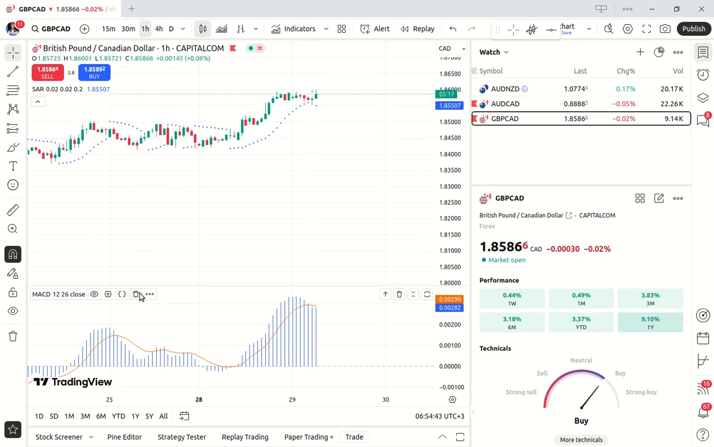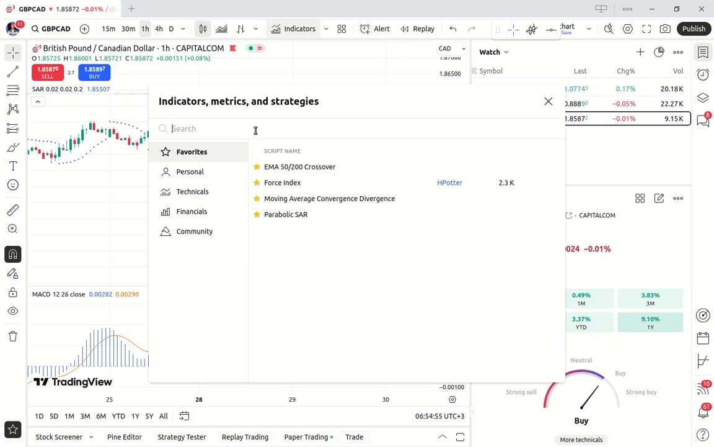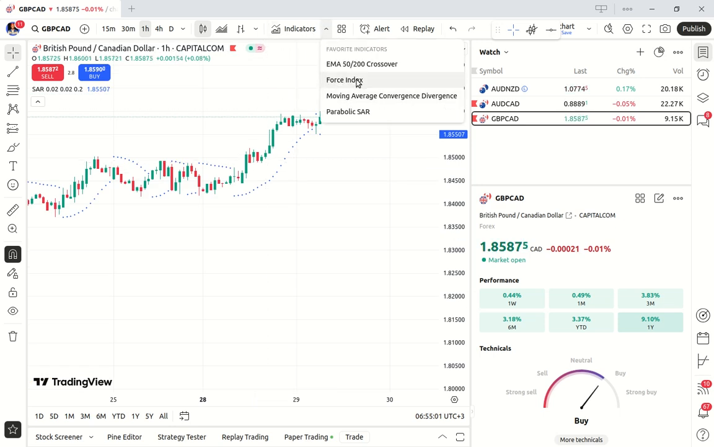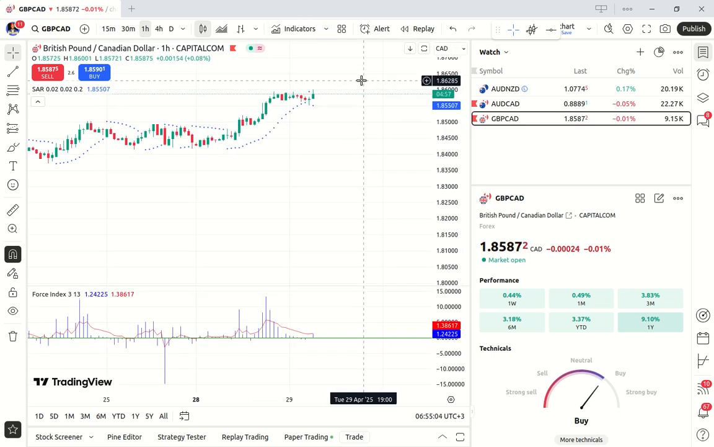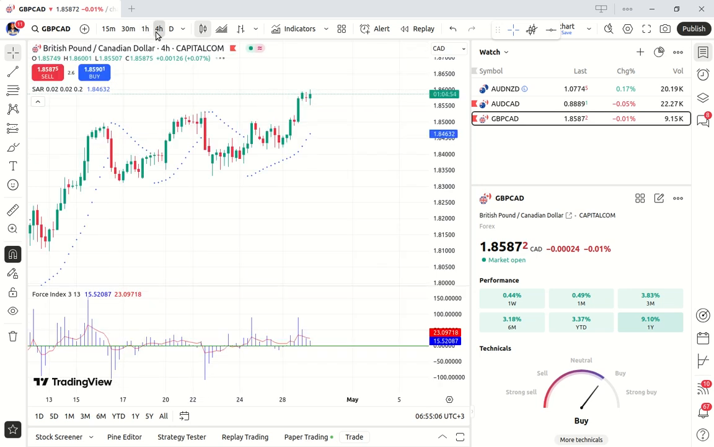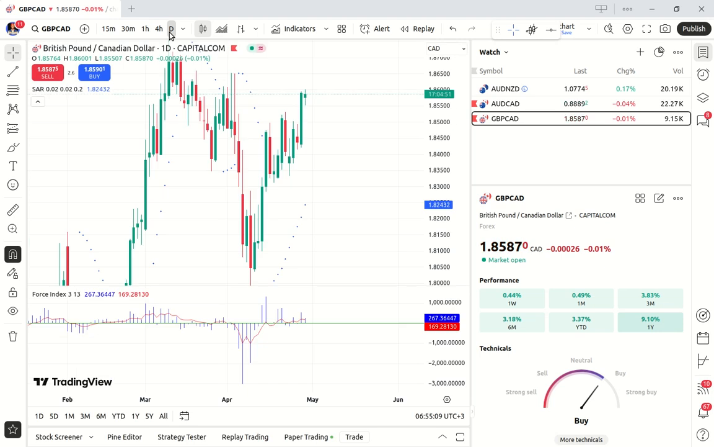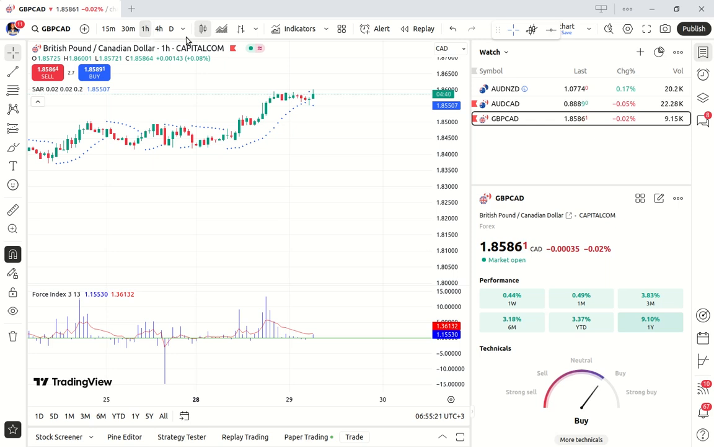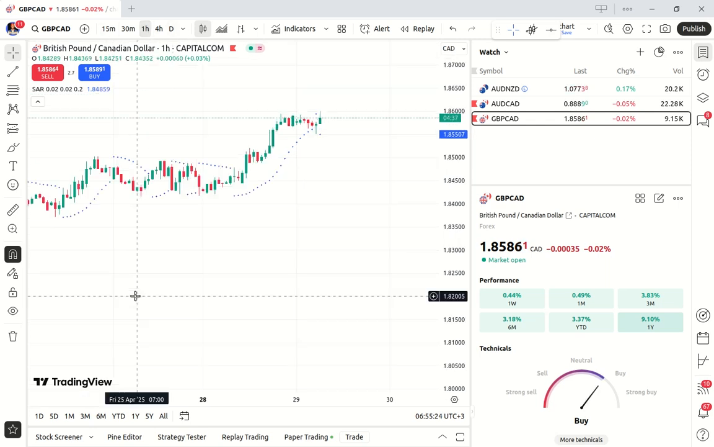I think another one to take note of is something called the force index. Let me show you something. You can see the bar is above the 0 line, so this shows you that the price force is definitely positive on the force index.